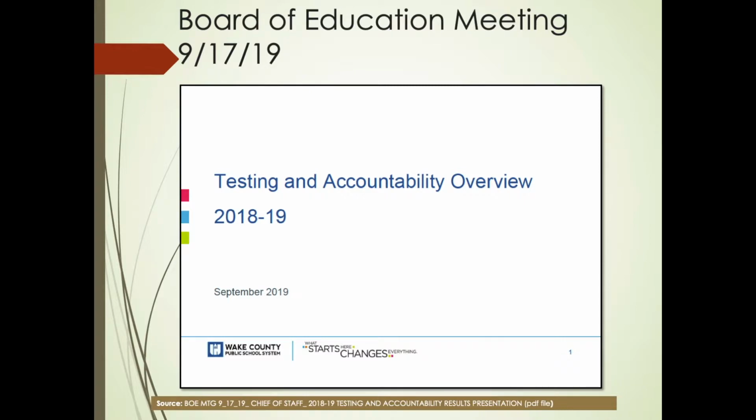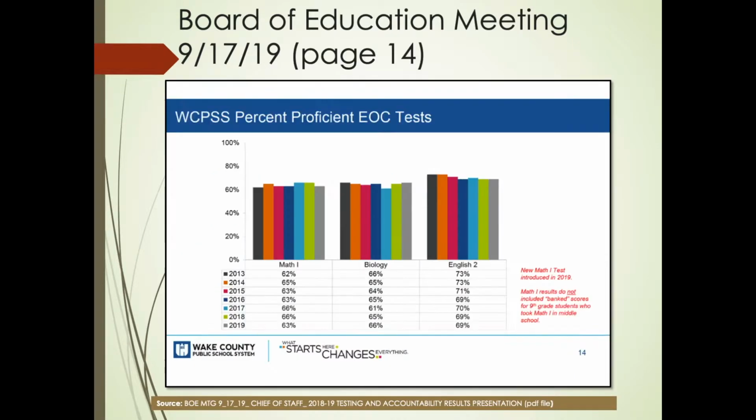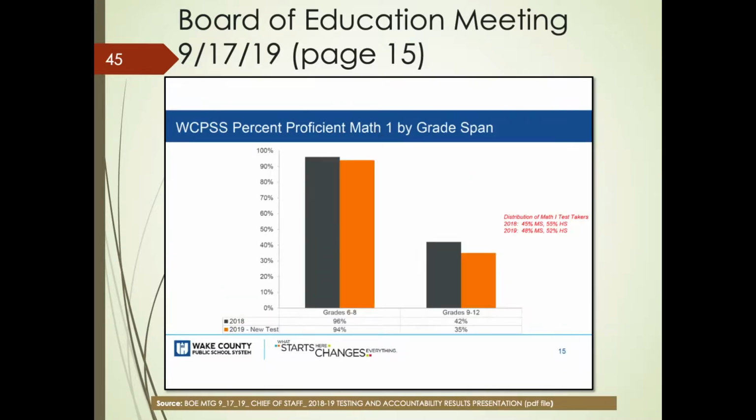Then in September of this year, 2019, we saw at the Board of Education meeting another update on some data for the school system overall at this testing and accountability overview. At that meeting, we saw this chart that showed Math 1 proficiency going back all the way to 2013 up to the most recent school year, 2019. Then we saw this chart also showing proficiency, and this breaks it down by grade span. It shows some middle school scores and high school scores.